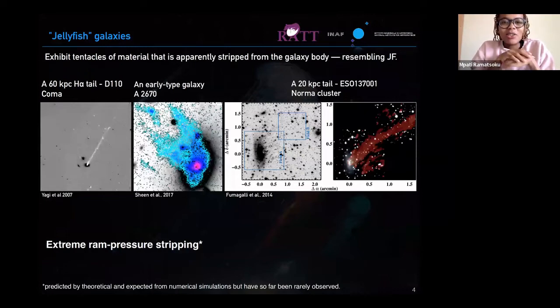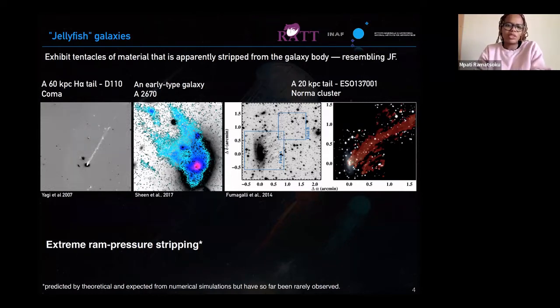The jellyfish galaxies, or the long-tailed galaxies, have this tentacle of material that has been stripped from the galaxy body, and that's why they're called jellyfish galaxies. We believe that these represent an extreme form of ram pressure stripping. They've been predicted theoretically and were expected from numerical simulations, but have been rarely observed.